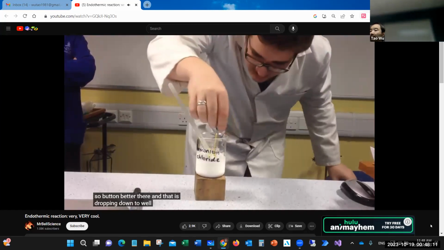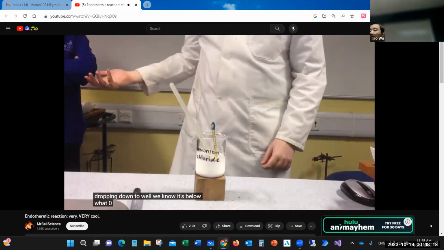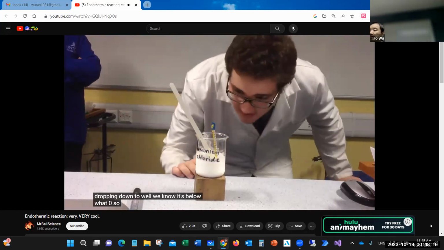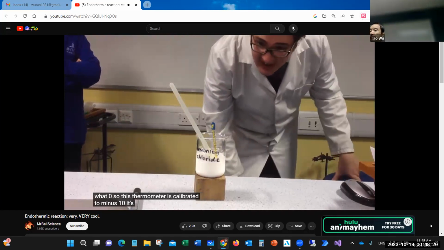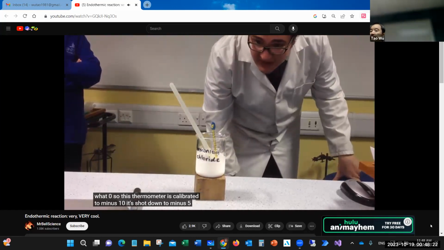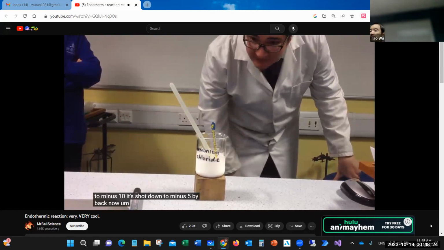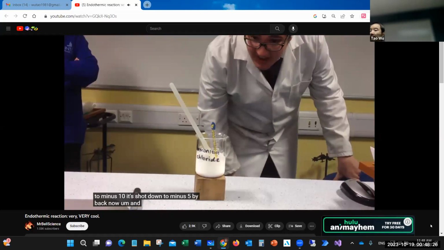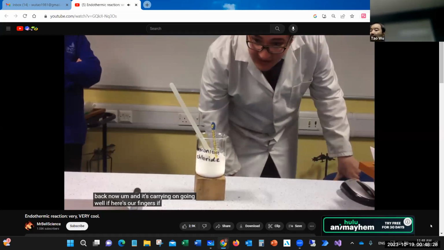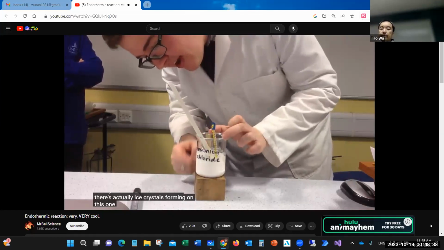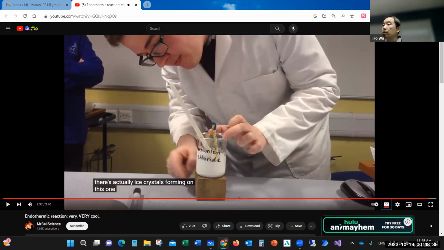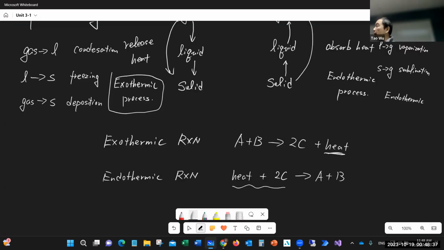That is dropping down to... well, we know it's below 0. This thermometer is calibrated to -10. It's shot down to -5 by about now, and it's carrying on going. Will it freeze our fingers? If you had it on there, yeah, it would start to. In fact, there are actually ice crystals forming on the side. So that is what we talk about as endothermic.